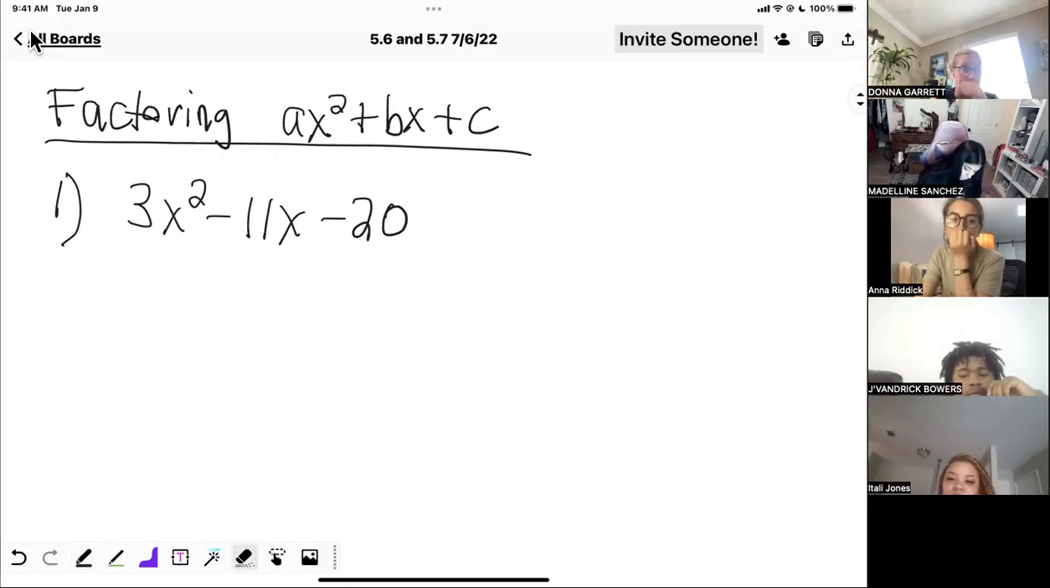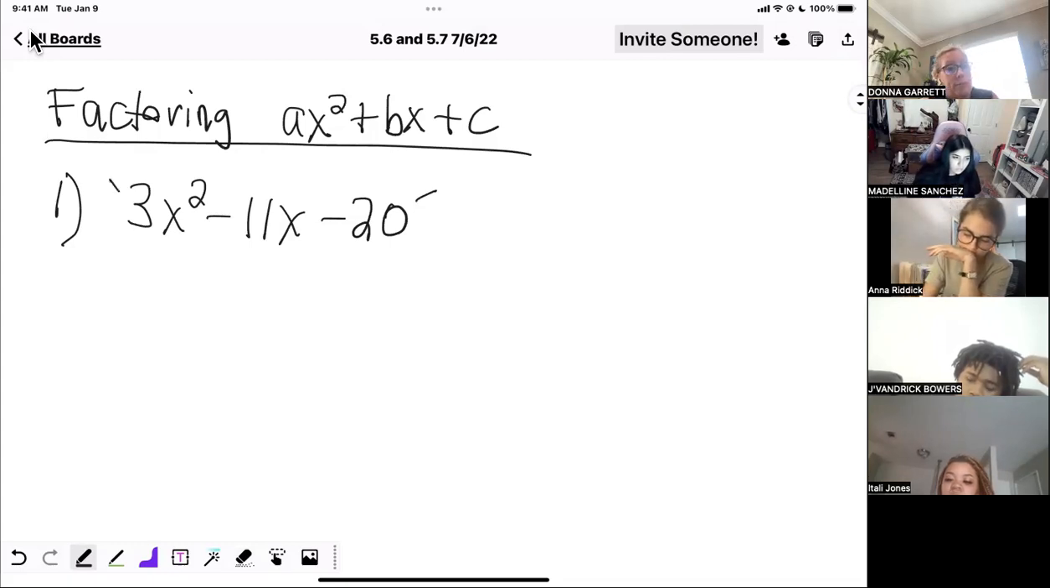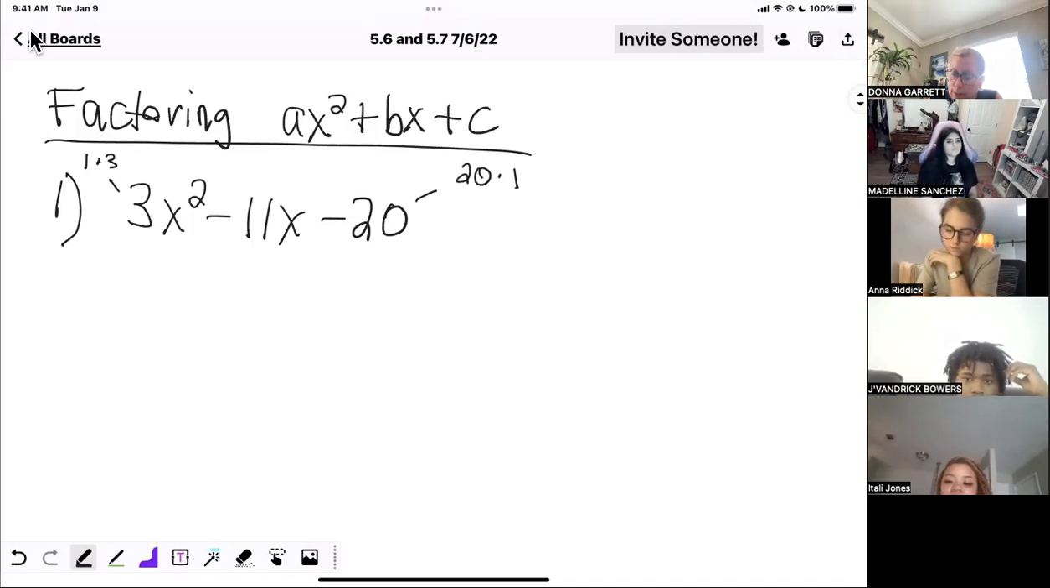Not only do we have to take into account 20, we have to take into account what things multiply to be 3. And then we've got to find negative 11. So luckily 3 is only 1 and 3 or 3 and 1. That's all there is. 20 could be a few things. It could be 20 and 1, 2 and 10, 5 and 4.